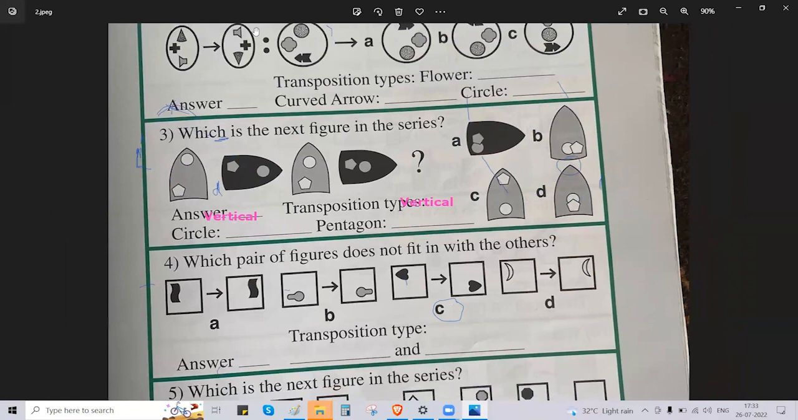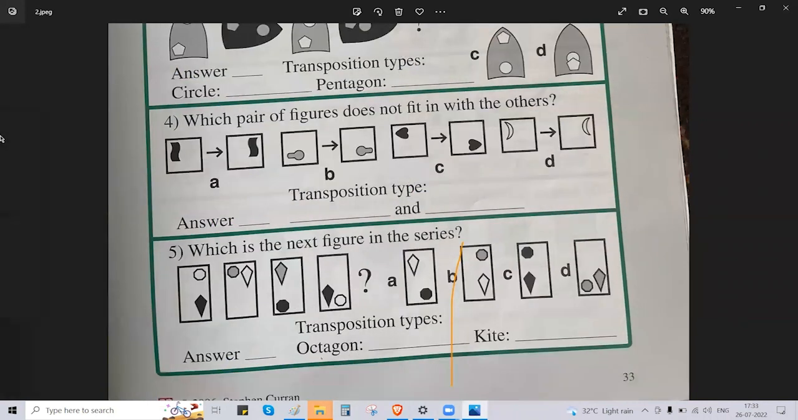Now here's the last question of the day, Alize. Let's do the question together. Please read the question for me. Okay, it says, which is the next figure in the series? So we have the kite shape going up, and then we have the octagon going horizontal. Then they change the shadings. So with this one, this goes like this, and this goes like this.